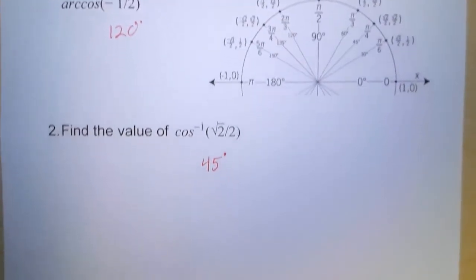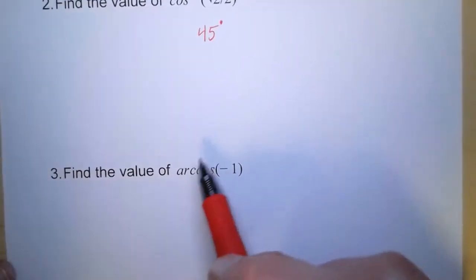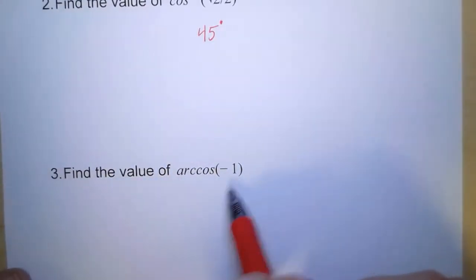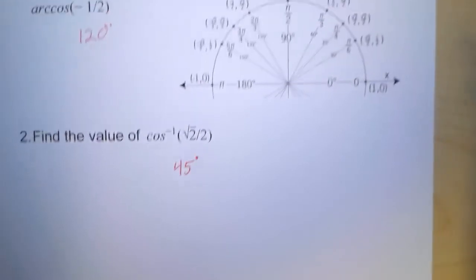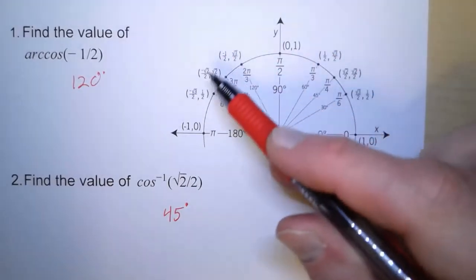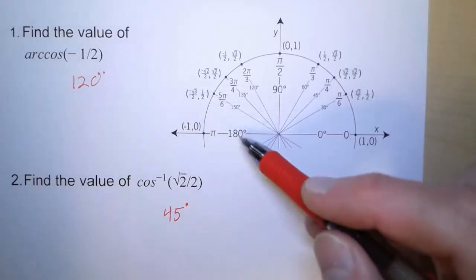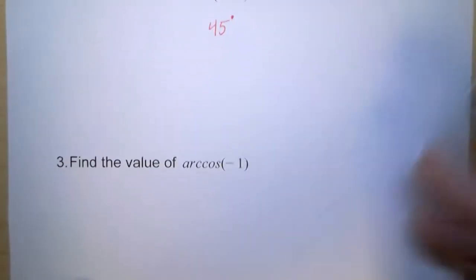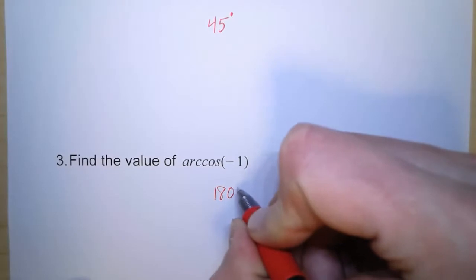And then the third one down here asks, we want the value of arccosine of -1. And so we're asking, where is the x value -1? Let's take a look. That's going to happen right there. And so our angle is 180 degrees.